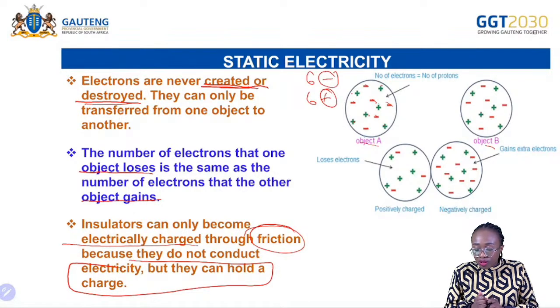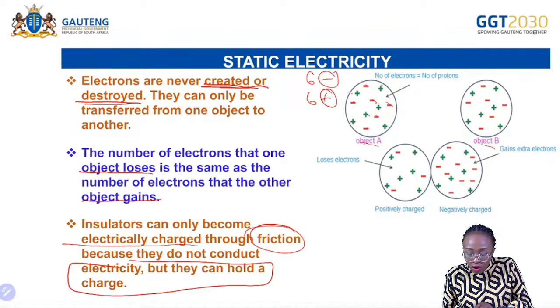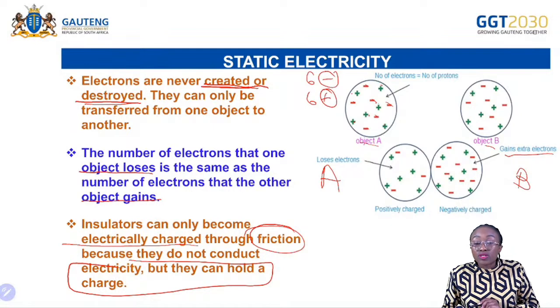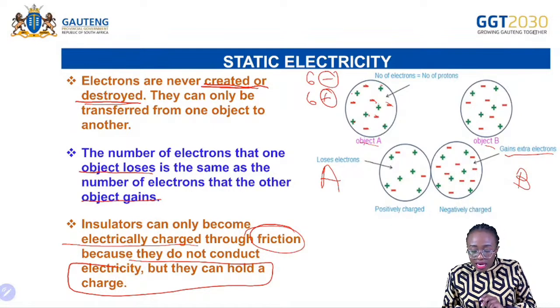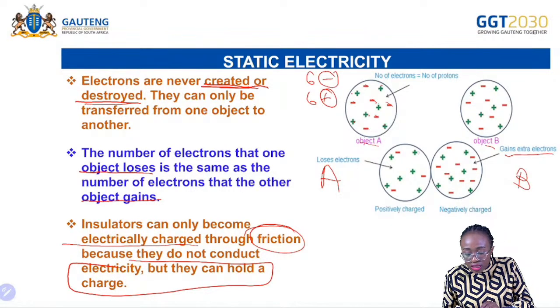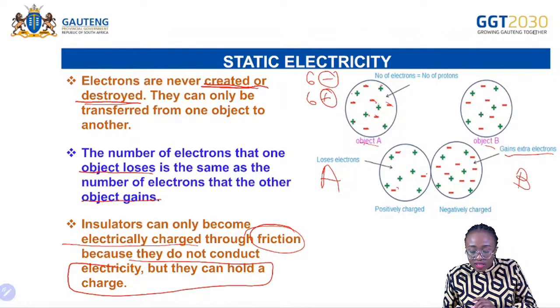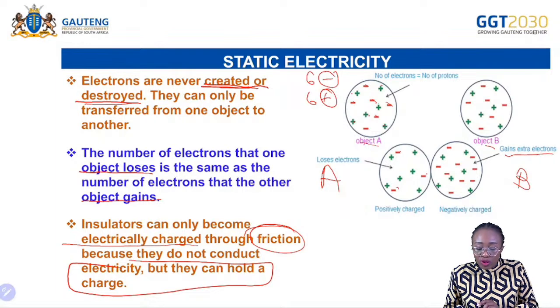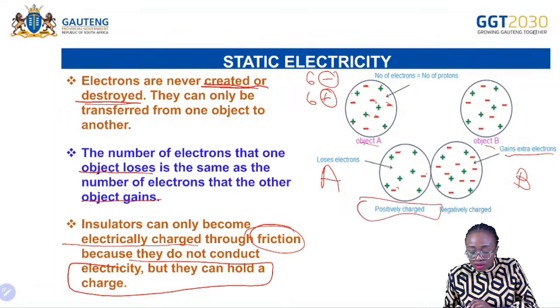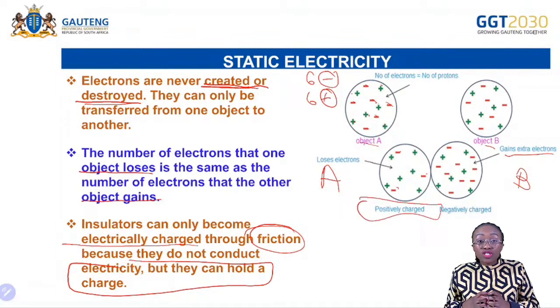But through the process of friction, rubbing them together, one object gains electrons, that is object B, and then one object loses electrons, that is object A. So object A, the one that has lost electrons, now has 1, 2, 3 electrons, and 1, 2, 3, 4, 5, 6 protons. So it is now positively charged. Object B gained those 3.